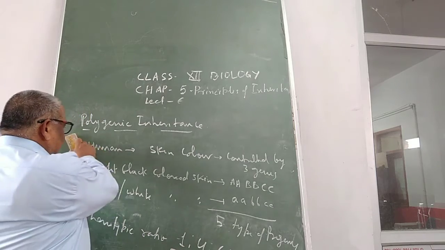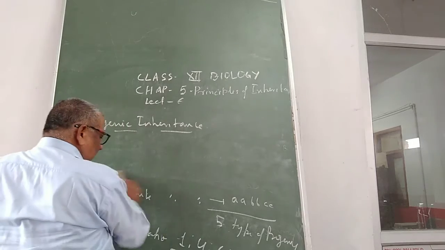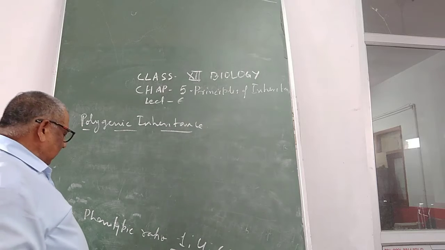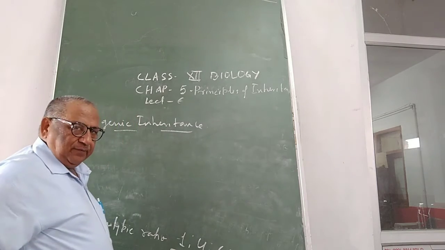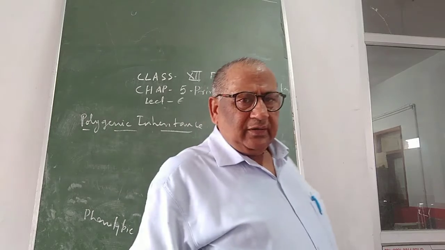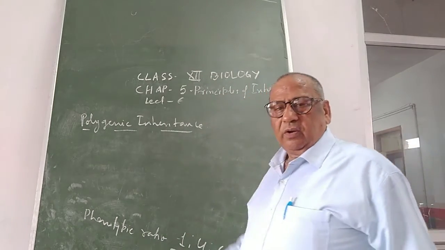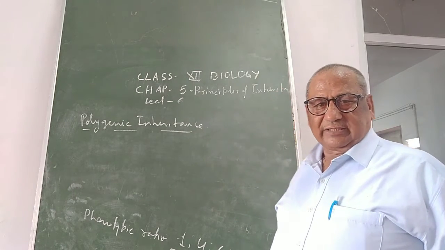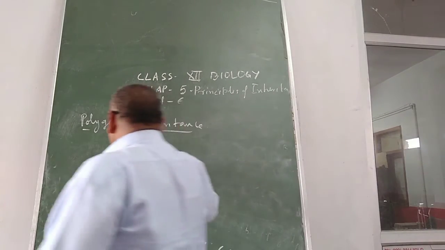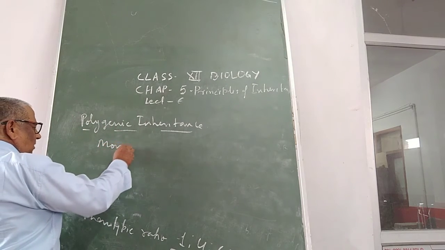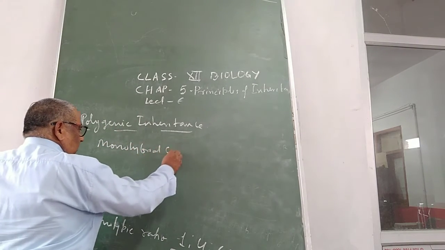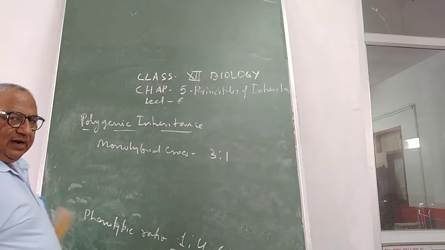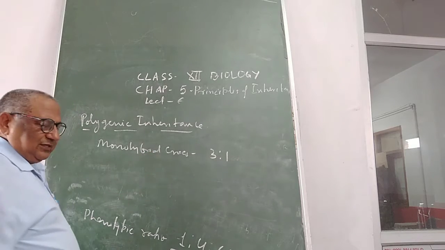Now, if we plot this ratio on any graphical representation, then we can call it this type of plot. Now, in case of monohybrid cross, when we obtain in F2 generation, it was 3:1. In case of monohybrid cross, what we are finding is the 3:1 ratio between dominant and recessive. We call it the monohybrid cross ratio.